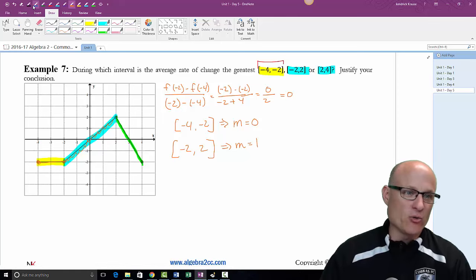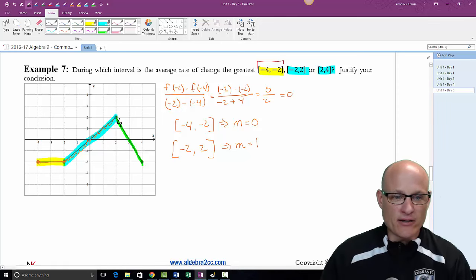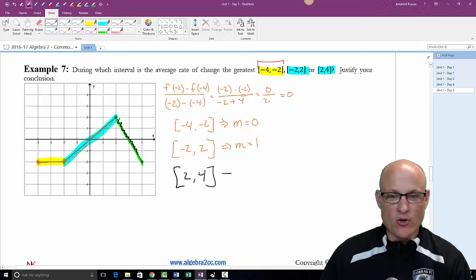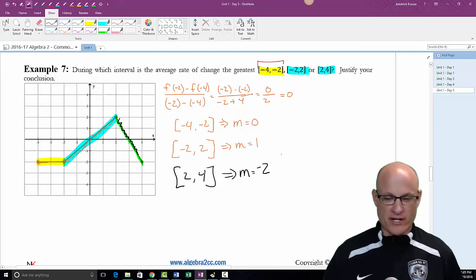And then this final one, let me do some black down, coming down here. It's coming down. So first of all, I know my slope is negative. So from 2 to 4, I know my slope is going to be negative. And it's going down 2 and to the right 1. So that's -2 over 1 if we want.